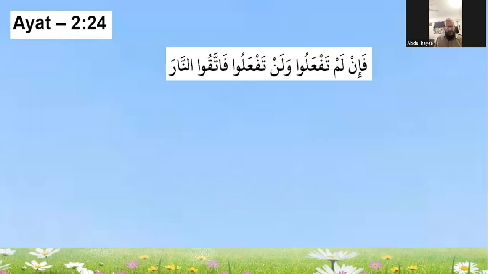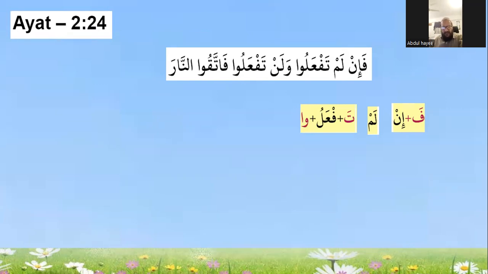Fa in. Fa is a separate word and in is a separate word. Okay. Lam is single. Taf'alu. Can you break the taf'alu? Ta is separate, it is a mudari. Then fa, and alif is the plural. So fa and lam, fa'ala. So it is actually ta, fa'ala and vowel. Waw is separate, lam is separate, taf'alu. Can you separate the taf'alu again? The same word which we have: mudari, waw, alif and fa'ala.